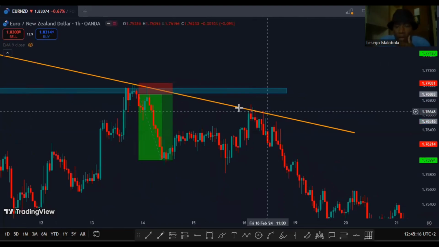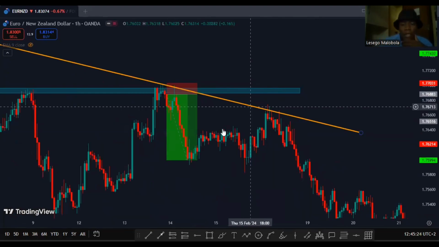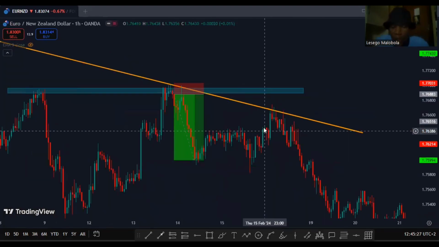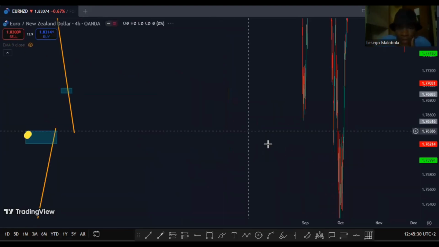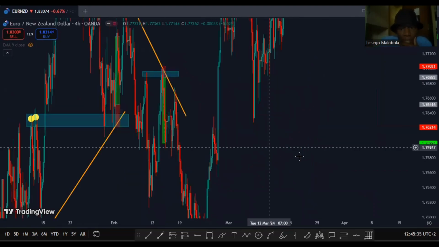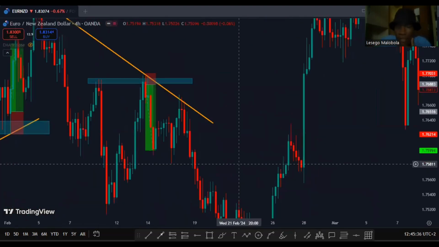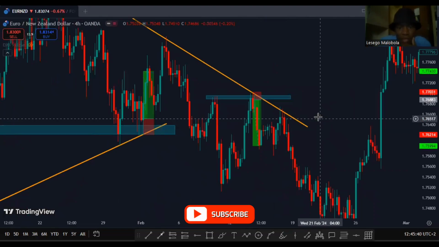I wouldn't have had an entry here because we can clearly see that we had a rejection inside bar candlestick, but it wasn't confirmed. So here I wouldn't really entertain it unless we go on the 4-hour time frame just to see what's happening right over there, right? Maybe the 4-hour time frame might tell us something different in terms of candlestick patterns, right? Okay, so the 4-hour time frame in terms of candlestick patterns, guys, it's really clean. I'm not gonna lie, it's really clean.